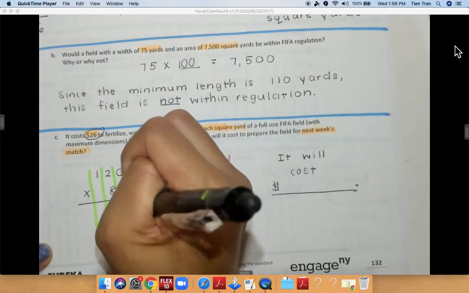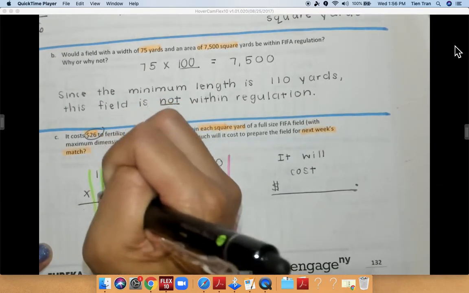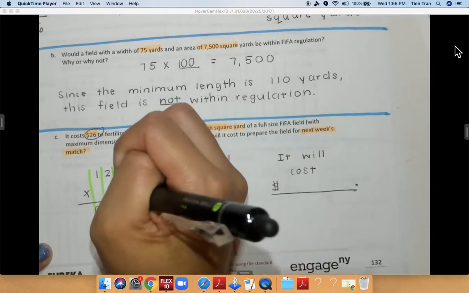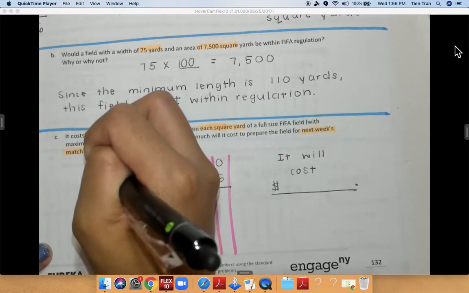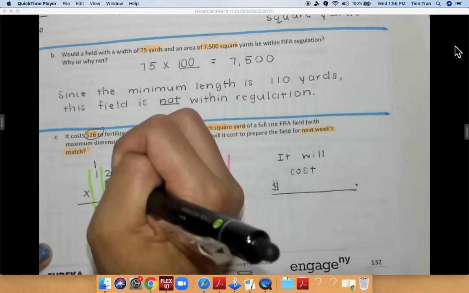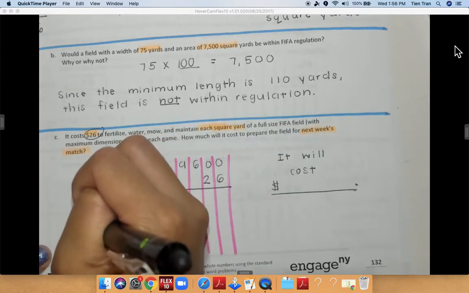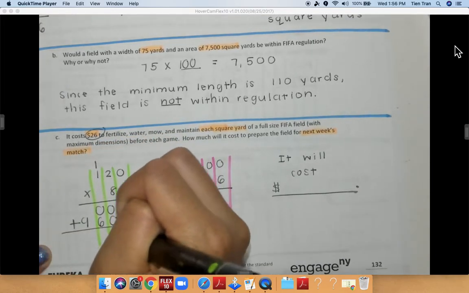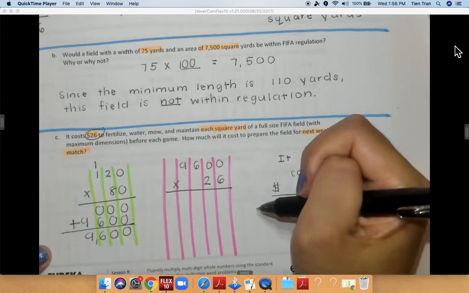0 times 0 is 0. 0 times 2 is 0. 0 times 1 is 0. Bring down my 0. 8 times 0 is 0. 8 times 2 is 16. And 8 times 1 is 8. Plus 1 is 9. Add everything together, I am going to get 9,600.